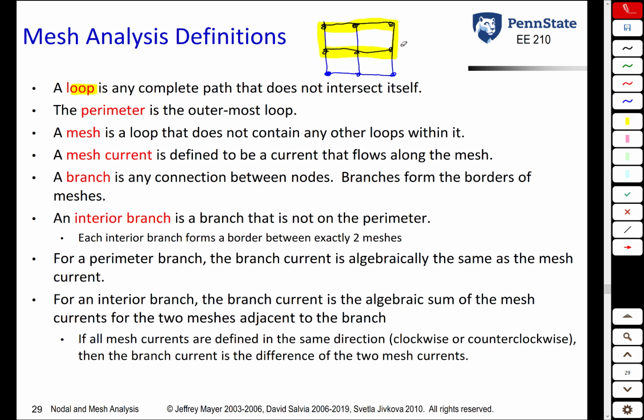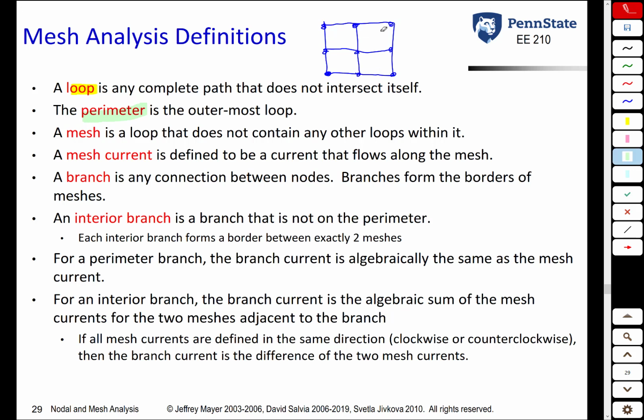That is a loop. That is a loop. That is a loop. All of those are loops. This is not a loop because it crosses over itself. So that's what a loop is. The perimeter is the outermost loop. There are lots of loops in a circuit, but there's only one perimeter. Basically, the outermost loop. That's the perimeter.